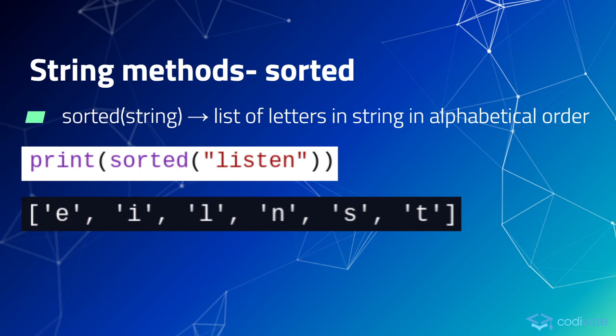Alright, so we have another string method. It's the sorted method, very similar to the sorted method for lists. It will just give us a list of the letters in the string in alphabetical order. So we have the string here, listen, and it will give us all of its letters in a list in alphabetical order. So we have E, I, L, N, S, T.